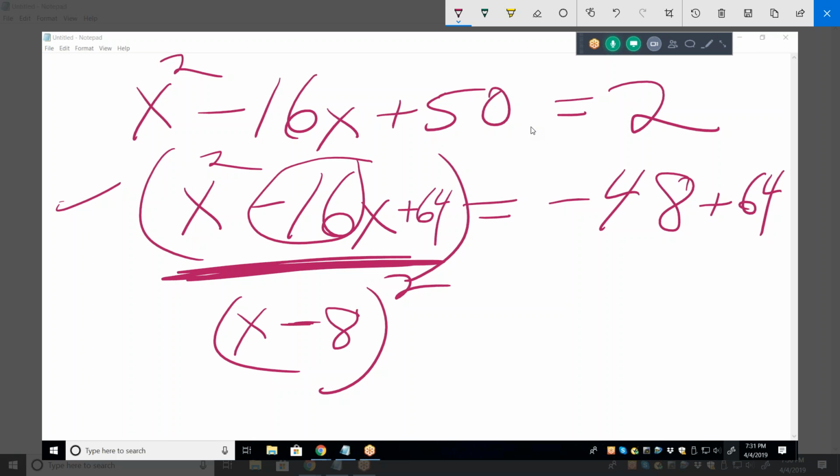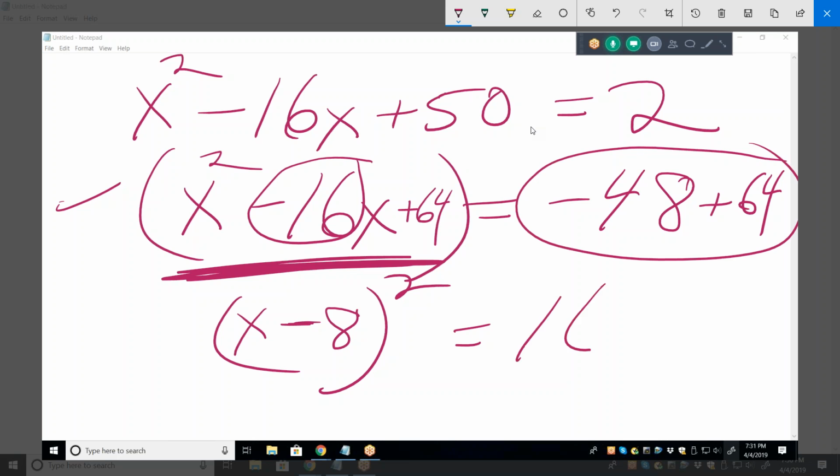Okay. Well, the right side is 16. Now what? Square root both sides. Okay, so you get x minus 8 on the left. What do you get on the right? 4. Nope. What? Plus minus 4. Whenever you are solving an equation, taking the square root of both sides, always begin your answer with the words plus or minus.